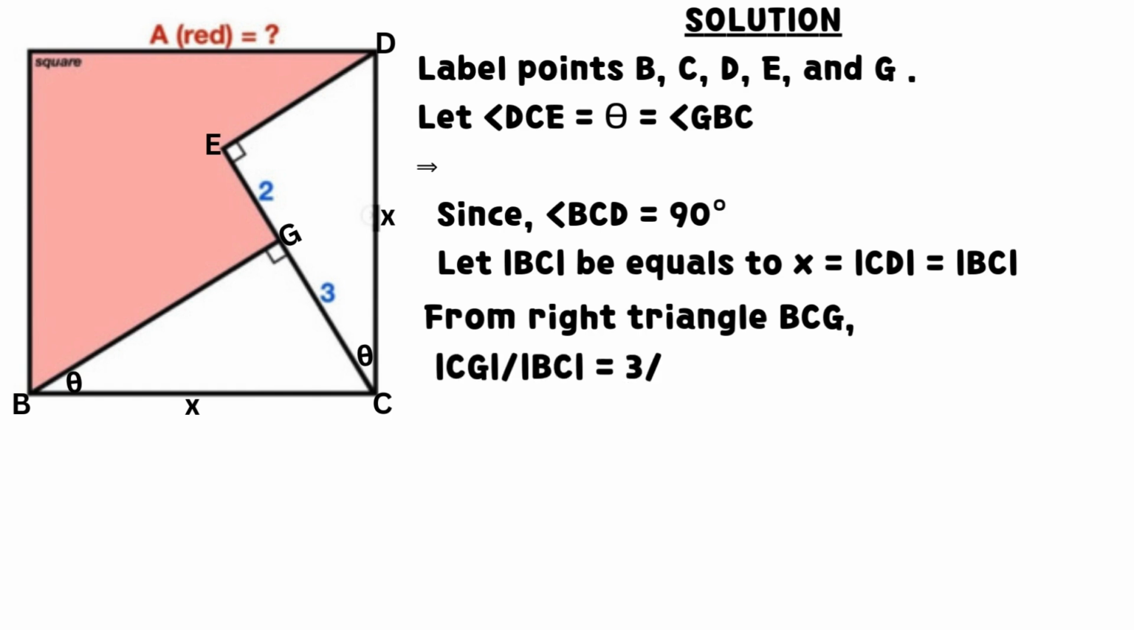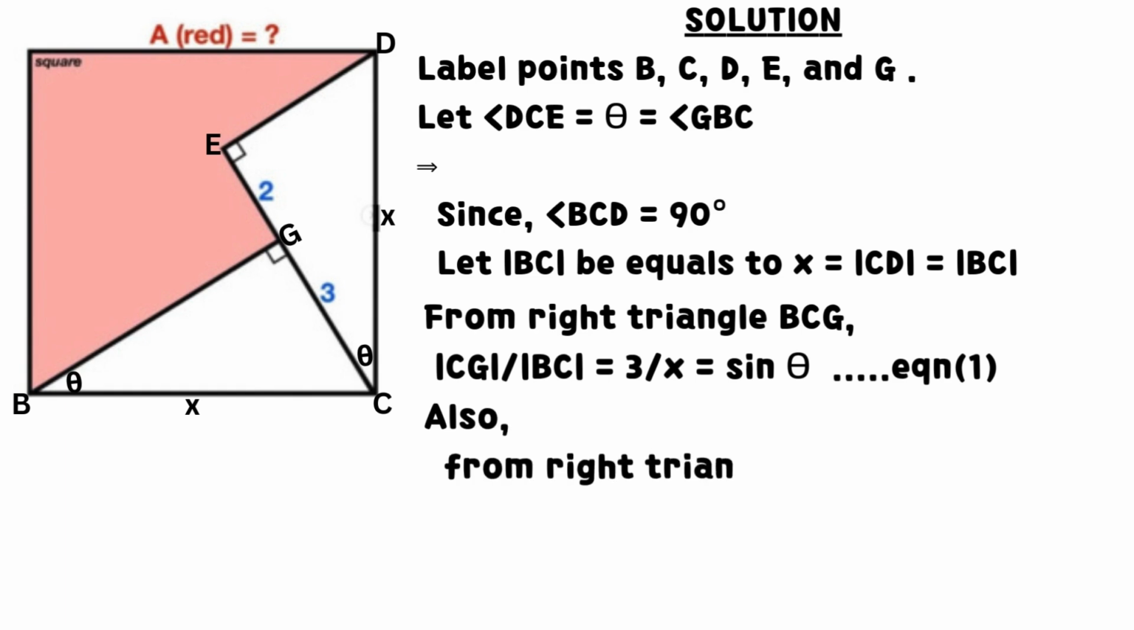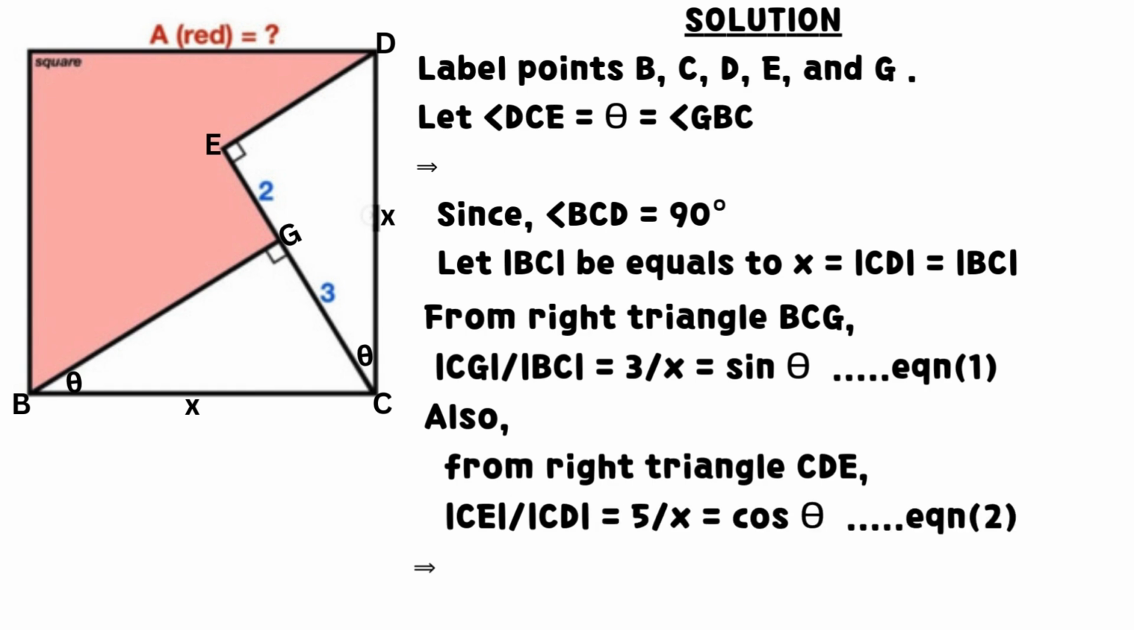From right triangle BCG, length of line CG divided by length of line BC equals 3 divided by x, which equals sine theta. We call it equation 1. Also, from right triangle CDE, length of line CE divided by length of line CD equals 5 divided by x, which equals cosine theta. We call it equation 2.